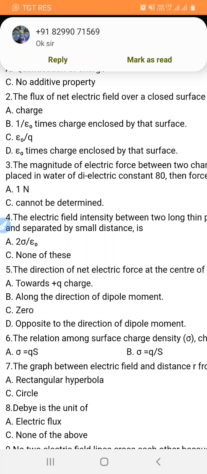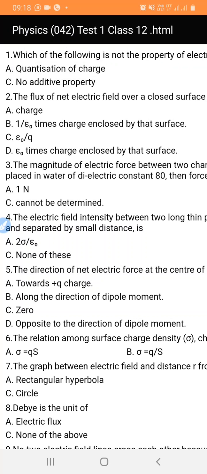So here in this question 2, you remember the Gauss law. Gauss law is the flux of net electric field over a closed surface is equal to 1 upon epsilon naught times charge enclosed by that surface. So in this one option B is correct, and in the first one option C is correct.